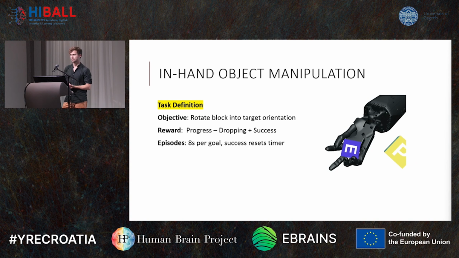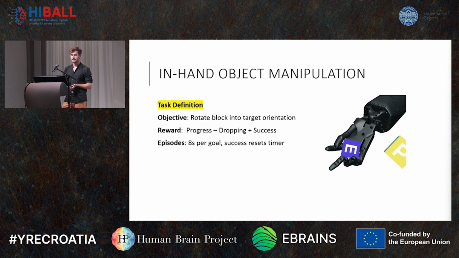And we prototype this task by formulating it through the objective of rotating a block in the hand, as shown here on the slide, into a target orientation. And since we are using reinforcement learning to do this, we need a reward in order to formulate this objective to the model. And we do this by simply rewarding the progress that the hand makes towards the target orientation, as well as a punishment for dropping the block, and a strong reward for a successful reorientation.